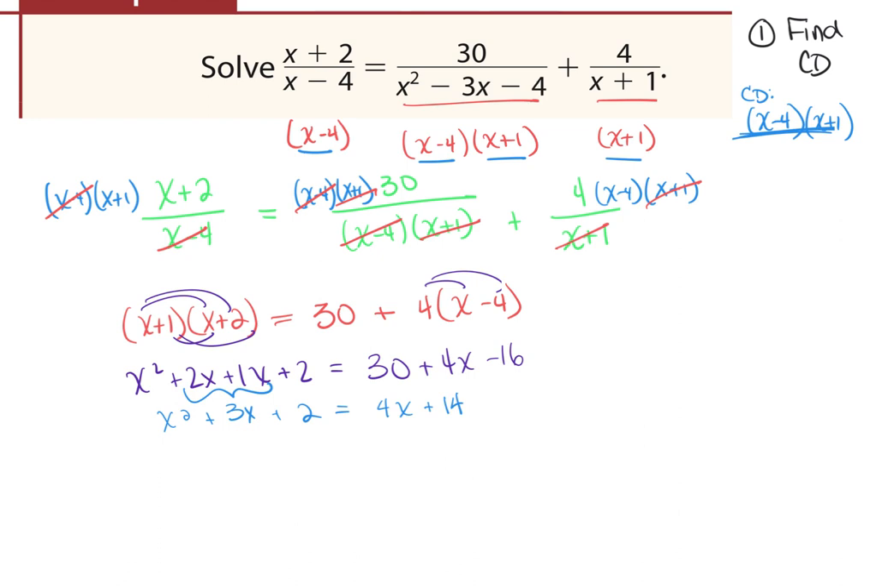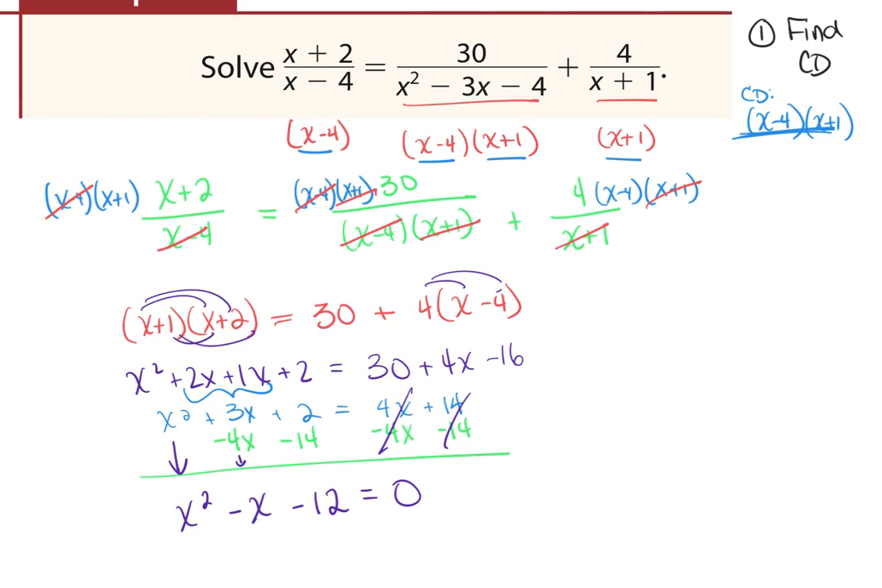So I'm going to move my 4x over, and I'm going to move my 14 over. All right, on the right-hand side, I should have 0. That's my goal here. 0. Over here, my x squared did not combine with anything. 3 minus 4 gave me negative 1x. 2 minus 14 gave me negative 12. All right? So far, so good.